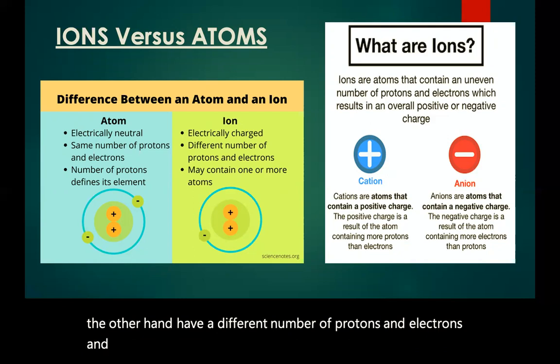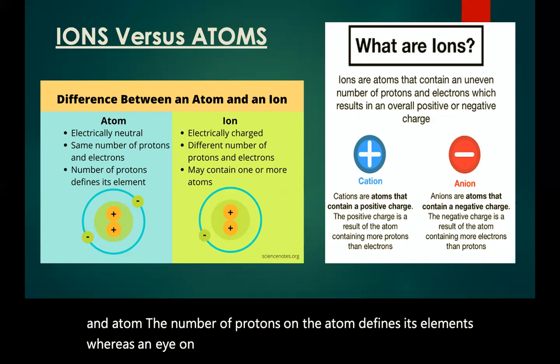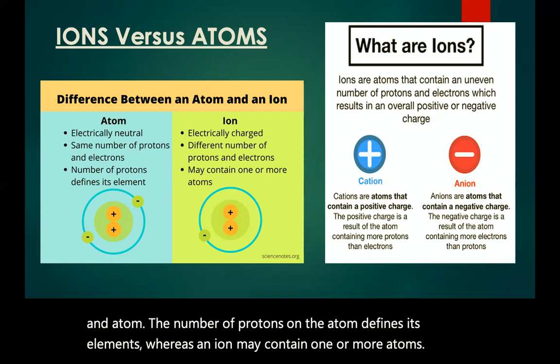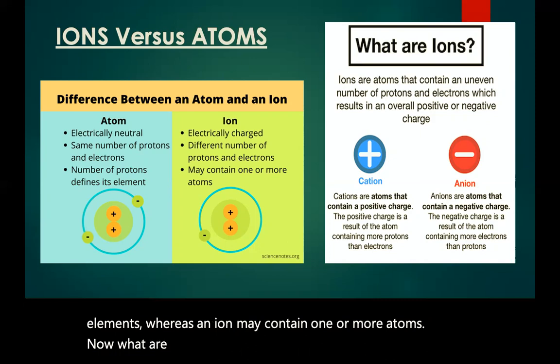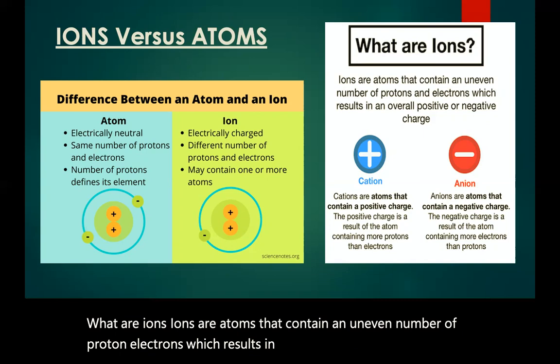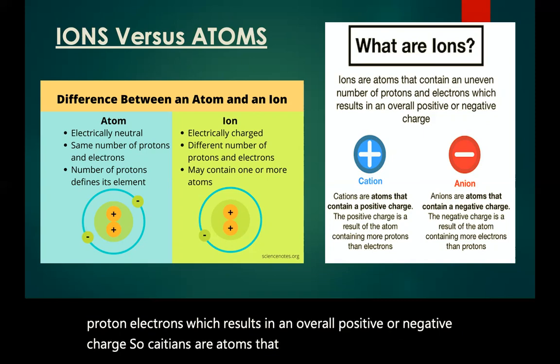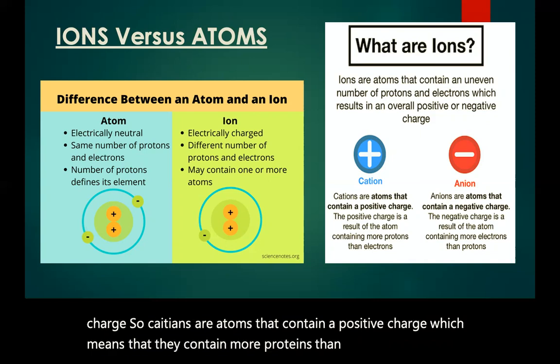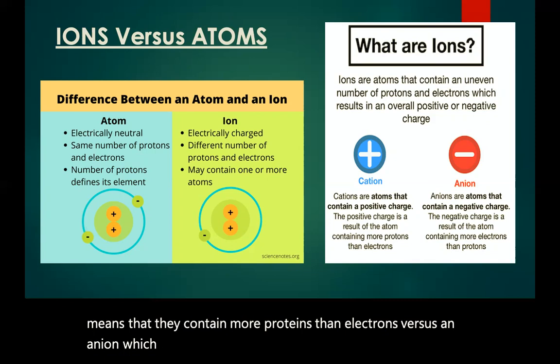In an atom, the number of protons defines its element, whereas an ion may contain one or more atoms. Now, what are ions? Ions are atoms that contain an uneven number of protons and electrons, which results in an overall positive or negative charge. So cations are atoms that contain a positive charge, which means they contain more protons than electrons, versus an anion, which is an atom that contains a negative charge, which means it has more electrons than protons.